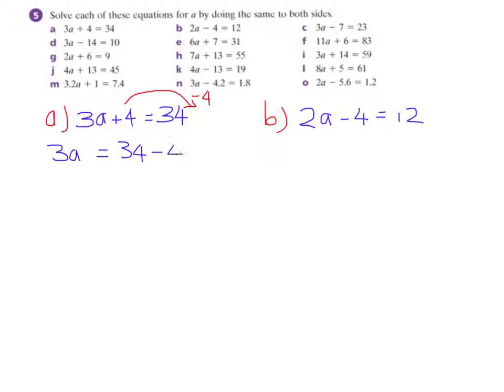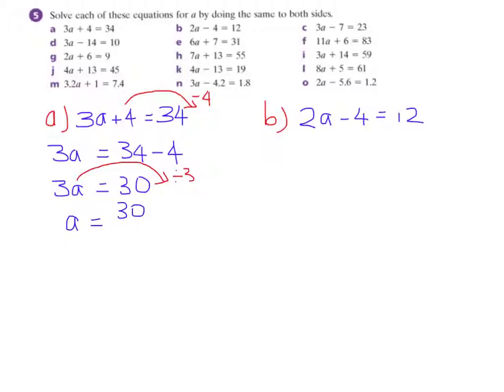Now take away 4. So now I get my 3a. Now what's 34 take away 4? Becomes 30. Okay, so now this is 3a. What does 3a mean? 3a means 3 times a. So if there's a times 3 on that side, becomes a divide by 3 on this side. So now we get a equals 30.